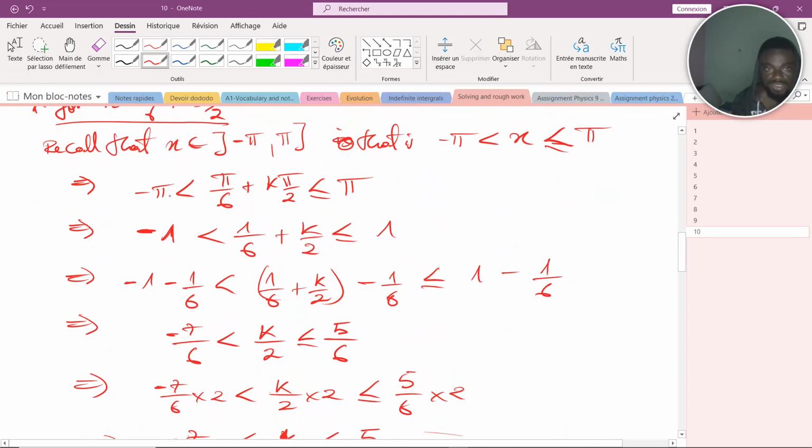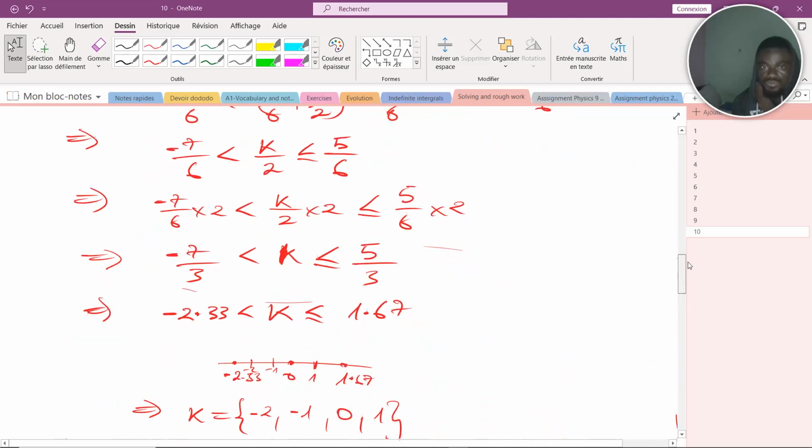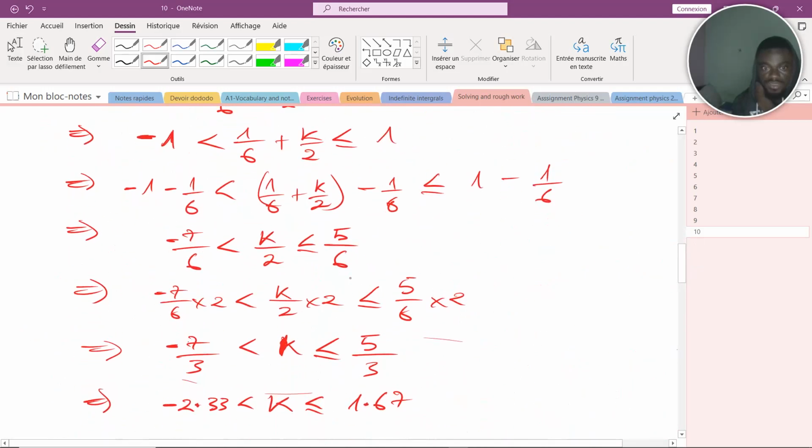So from here, the first thing to do is to get rid of the pi's, because there are pi's everywhere. So we divide all through by pi. The pi's go. The next thing, if I want to have k alone here, is to subtract 1/6 from every part of the inequality. So that's why I subtracted it from each part, and you have this. The next thing, for you to just have k standing here, I need to multiply all through by 2. You get what I'm saying?